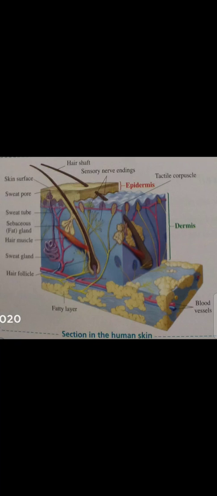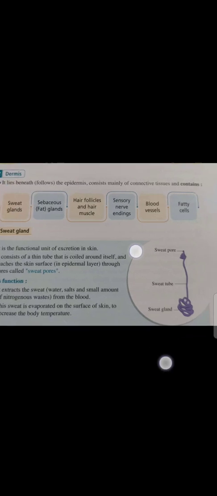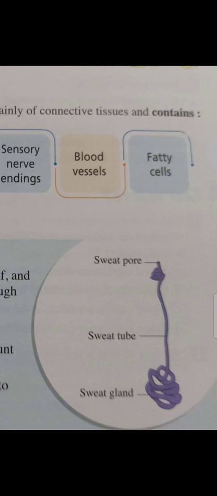The inner layer, as you can see, it is the biggest one, is called dermis. The dermis contains several things. Number one is sweat gland. The structure of your sweat gland, as you can see, consists of coiled tube, sweat tube, and sweat pore. Again, sweat gland, sweat tube, and sweat pore. This sweat pore is at the surface of your skin to extract the sweat outside your body.